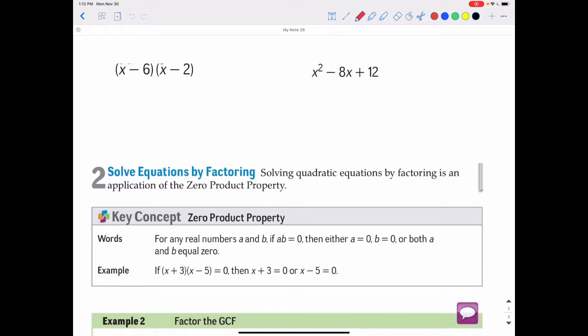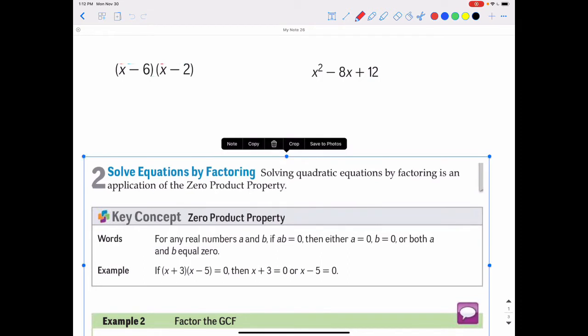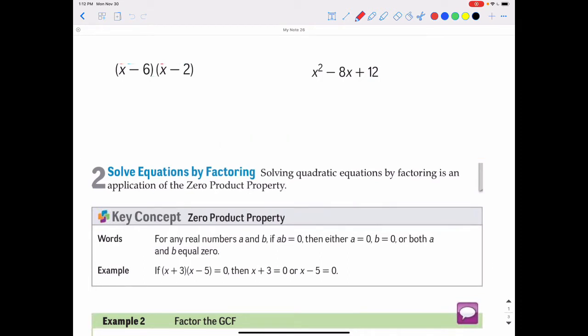Back in Algebra 1, we learned how to multiply a binomial pair by using the FOIL method. I'm not a big fan of calling it the FOIL method because really all it is is the distributive property. So when you multiply x minus 6 times x minus 2, you have to multiply the x times both terms in the second set of parentheses.